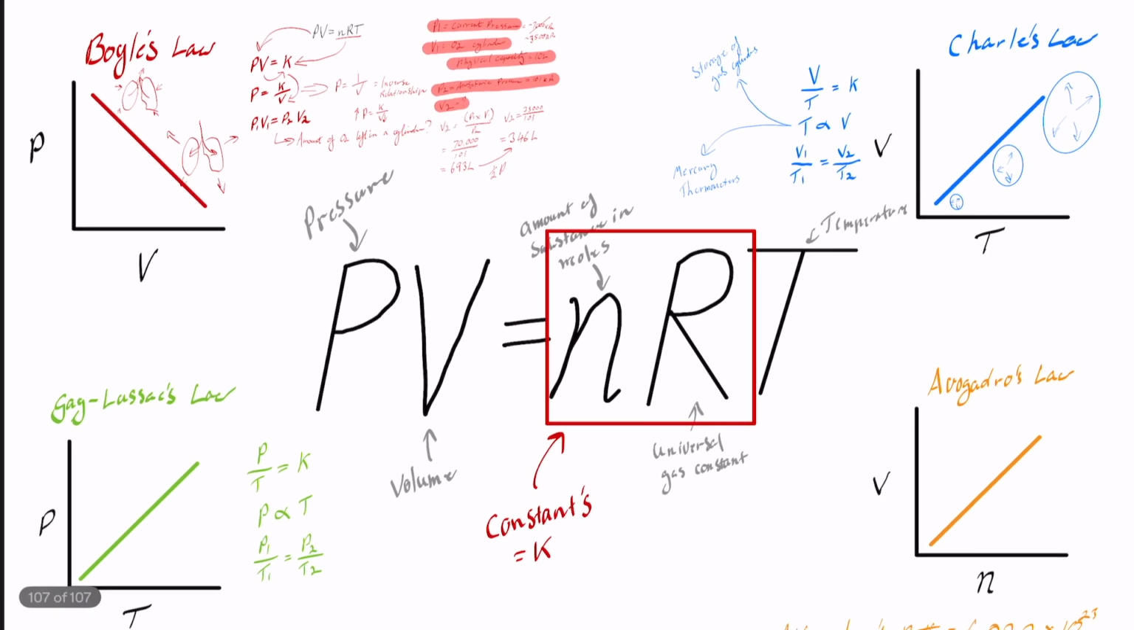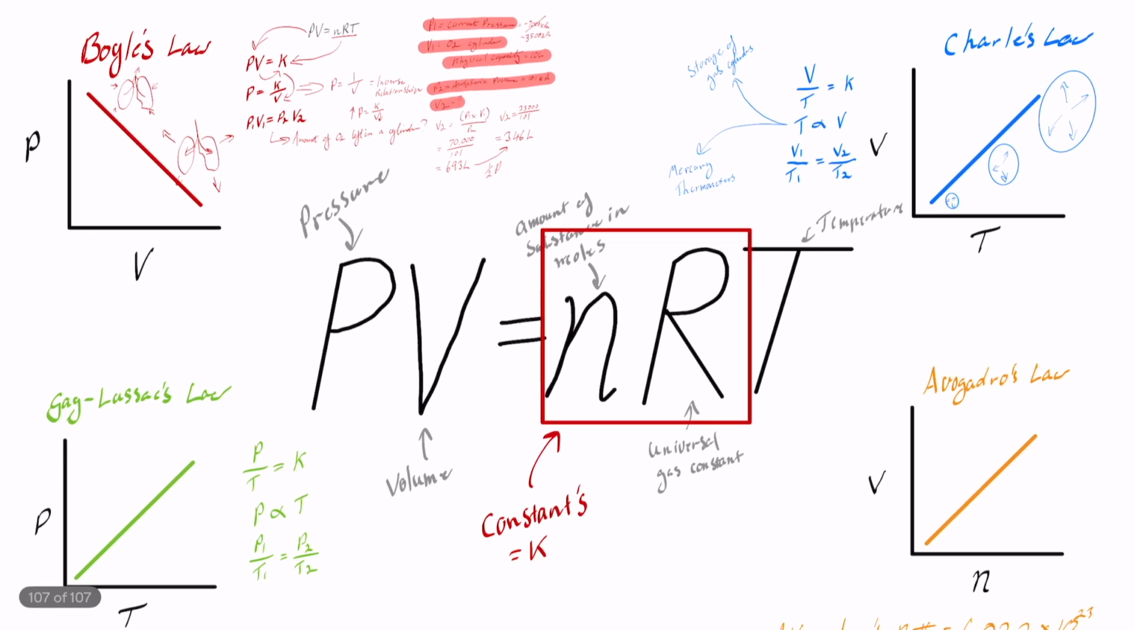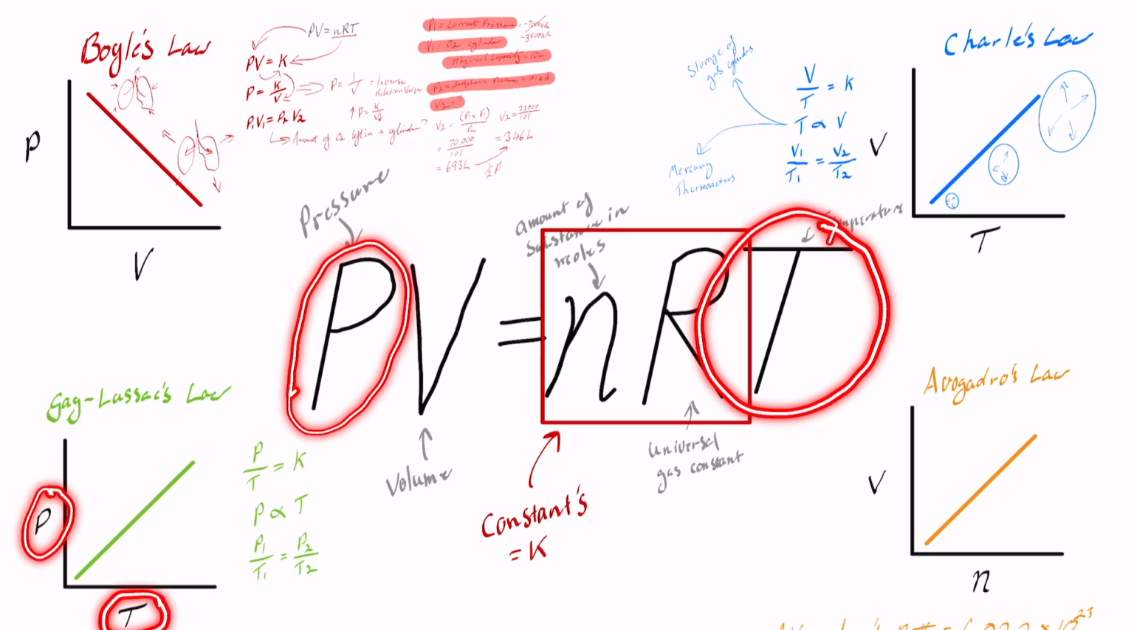The next equation that you can derive from the ideal gas law is Gay-Lussac's law. And Gay-Lussac's law describes the relationship between pressure and temperature if volume is constant. So pressure is on the y-axis, temperature is on the x-axis, and volume has to join our constants with our amount of substance in moles and our universal gas constant.